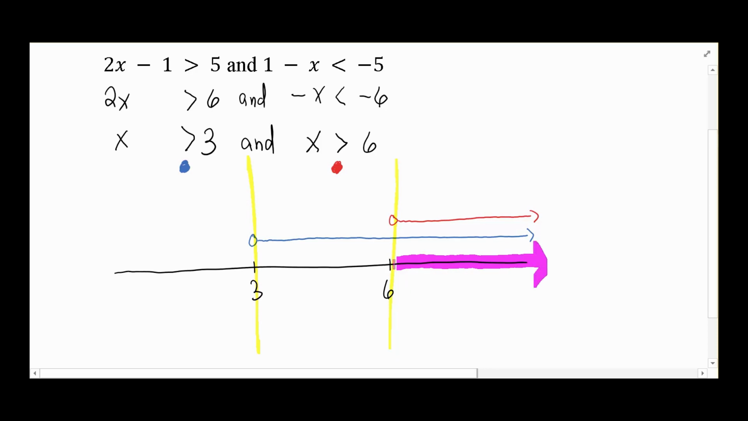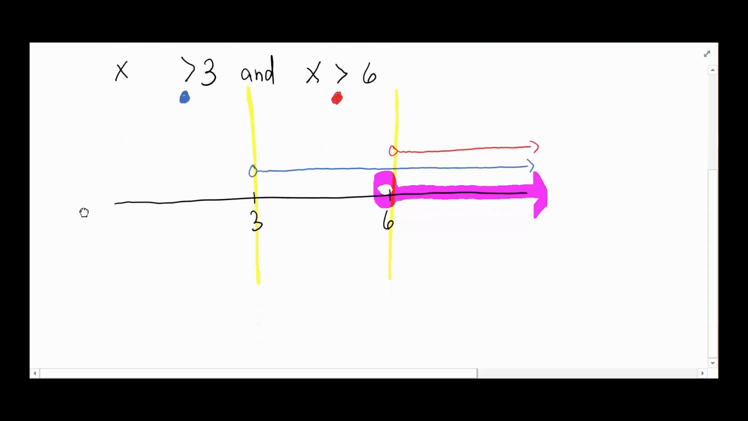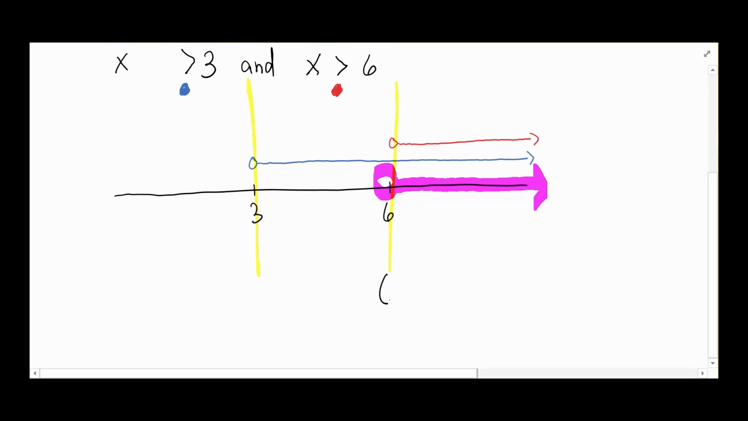Now, red had an open circle, so I don't have both blue and red at 6 itself. So my final answer is from 6 to infinity. I'm not including 6, so I use a parenthesis. I never include infinity, so I also use a parenthesis. And that's my final interval notation answer for this compound inequality.